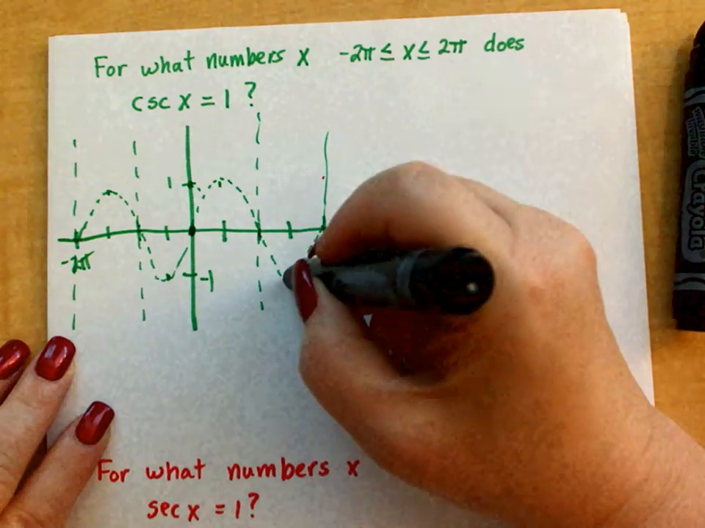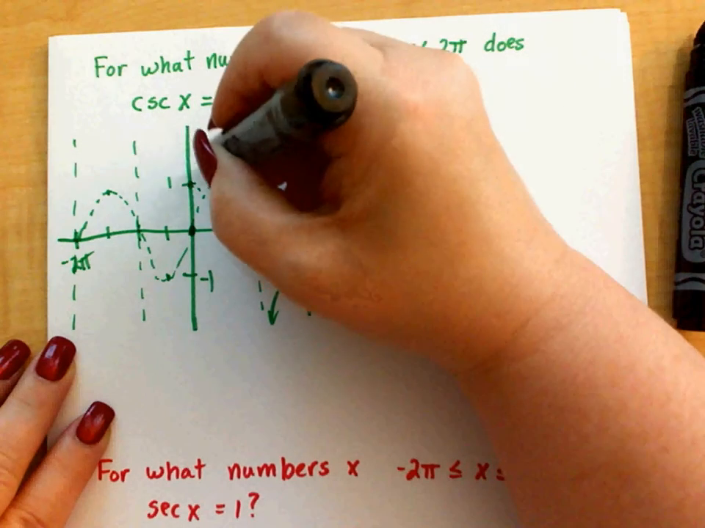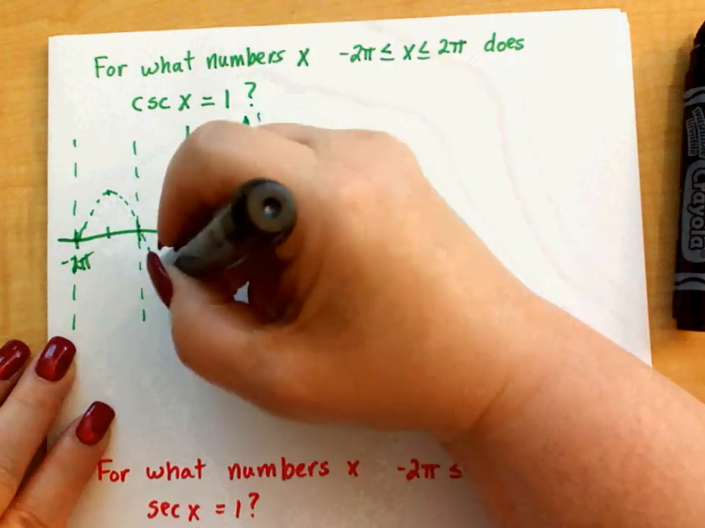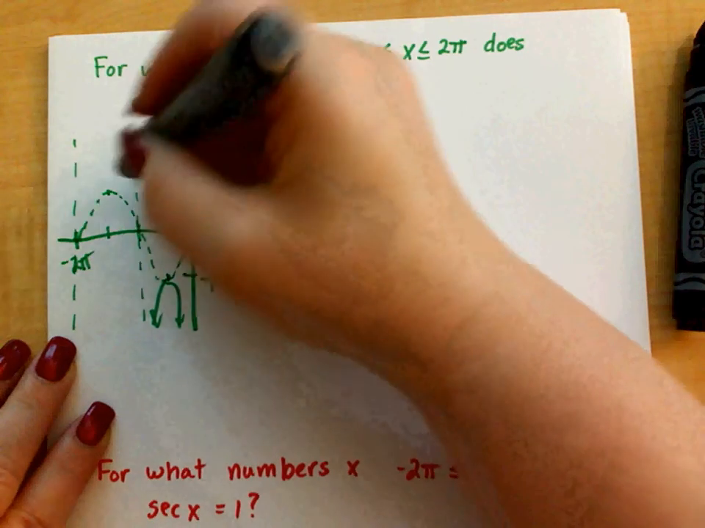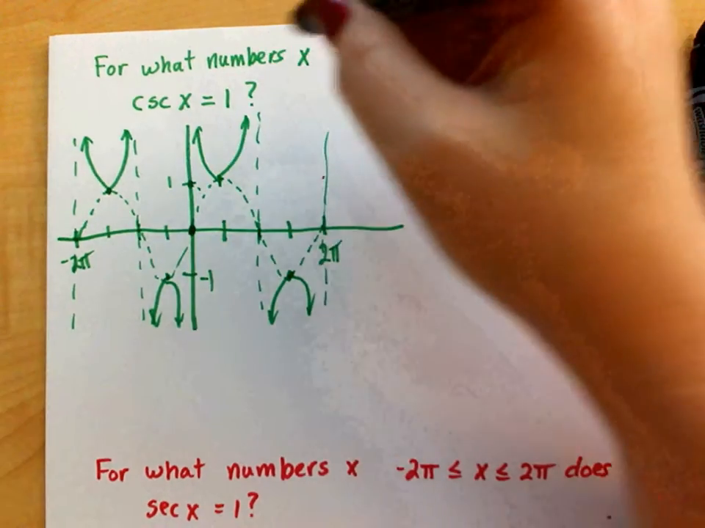And when you draw the graph, it looks like this, and like this. I know you're just kind of like, why are you taking so long? Well, if you look at the graph, this is going to help you.